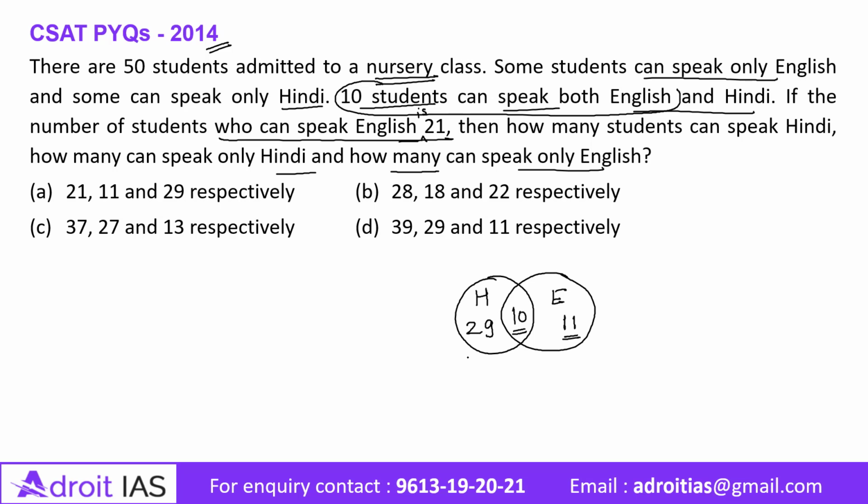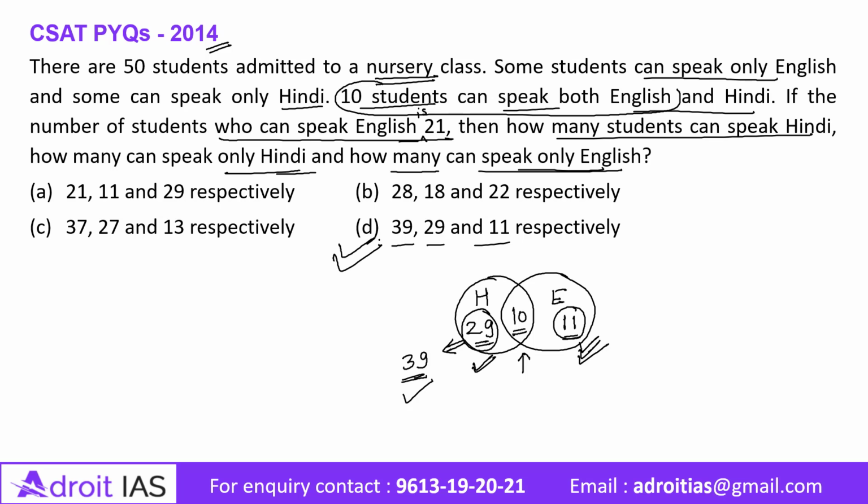So if I talk about how many students are speaking Hindi, then Hindi is 29 plus 10. So Hindi is 39. Only Hindi it is 29. Only English it is 11. And both it is 10. Clear? Now let's talk about the question. Question says how many students can speak Hindi? So 39. How many can speak only Hindi? Then 29. And how many can speak only English? Then 11. So 39, 29 and 11 is the answer. So D choice is the correct answer. Right, everybody? Simple question, a very simple question.